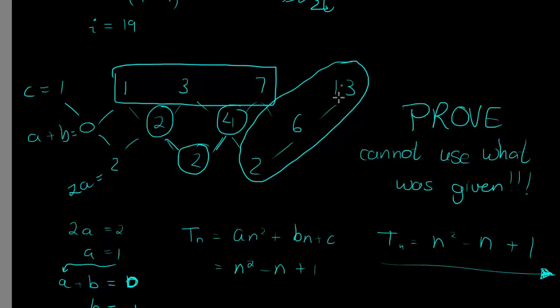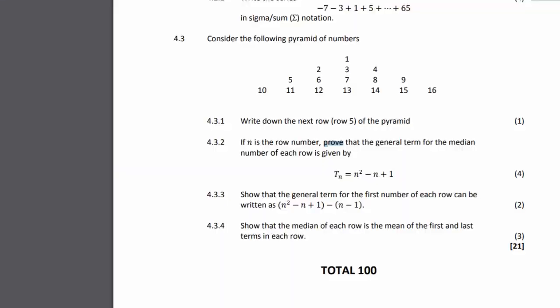Like if 13, for example, yeah, I don't know, this difference could be 8, so I could maybe have a constant second ratio. I don't know, but the point being is, if I don't have the 13, I don't know that this is a quadratic number pattern. So when it comes to the next question, if n is the row number, prove, okay, we're done. Show that the general term for the first number of each row can be written as that.